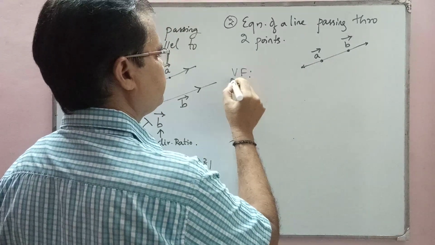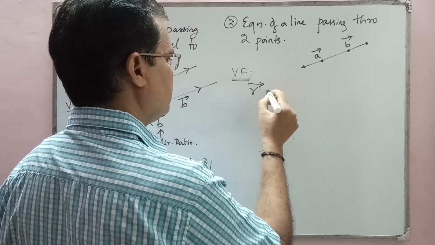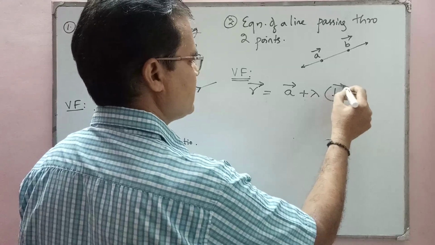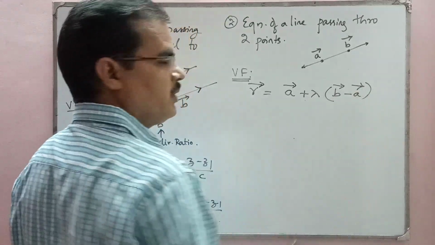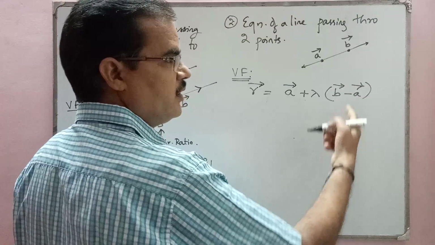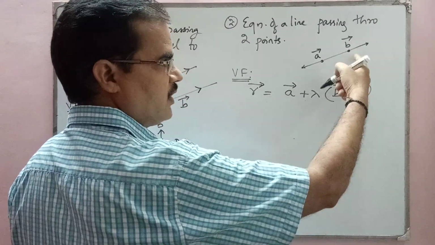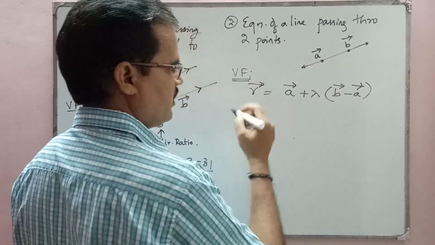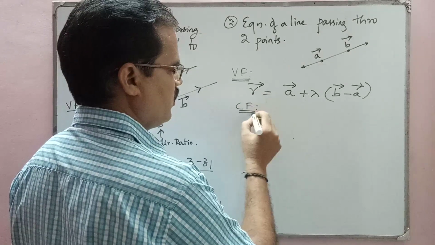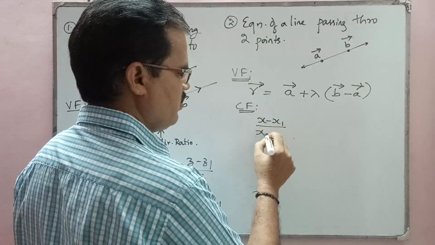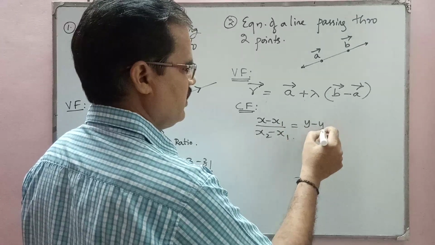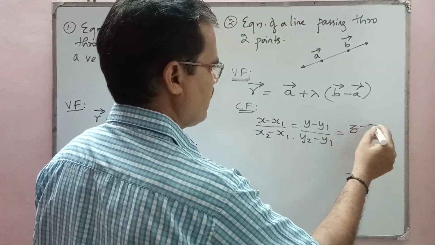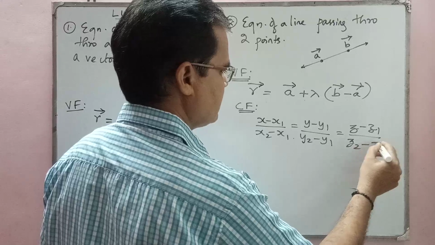Again, vector form: r vector equals a vector plus lambda into b minus a. Do you remember the direction ratio formula? When 2 points are given, it is the second point minus the first point: x2 minus x1, y2 minus y1, z2 minus z1, the same thing. Here this is the direction, this is the point. Then Cartesian form: x minus x1 by x2 minus x1 equals y minus y1 by y2 minus y1 equals z minus z1 by z2 minus z1.